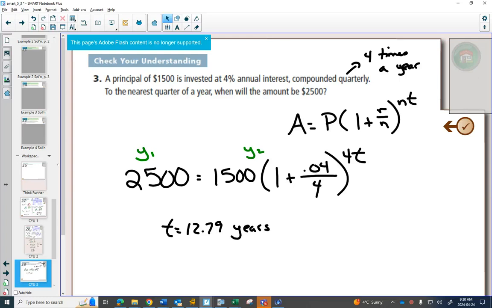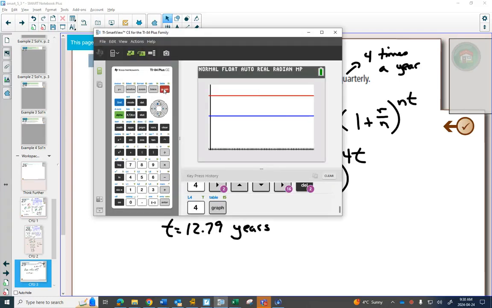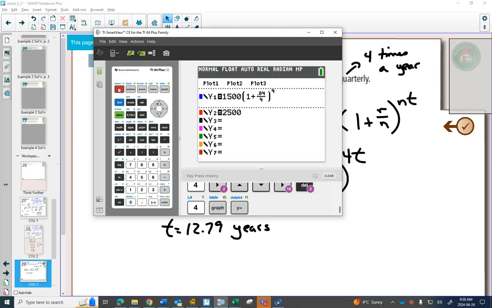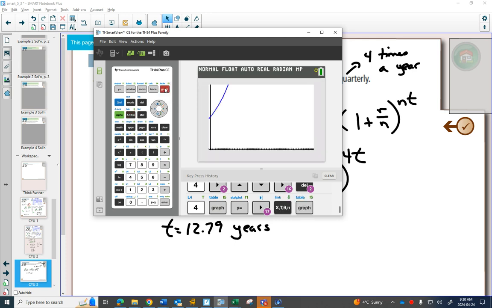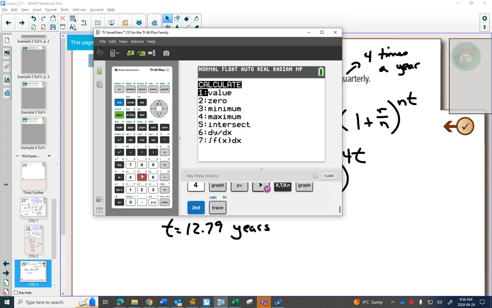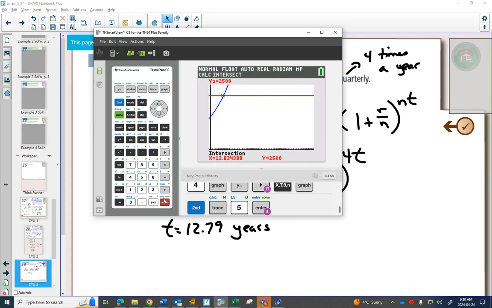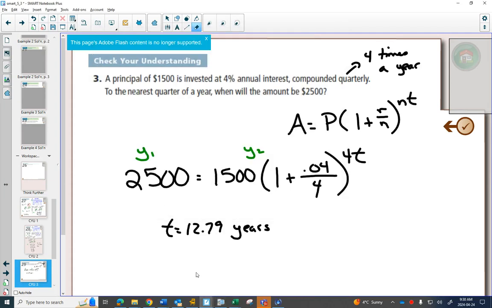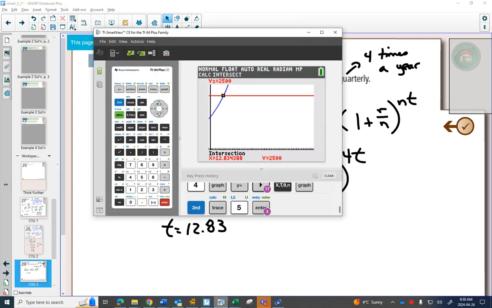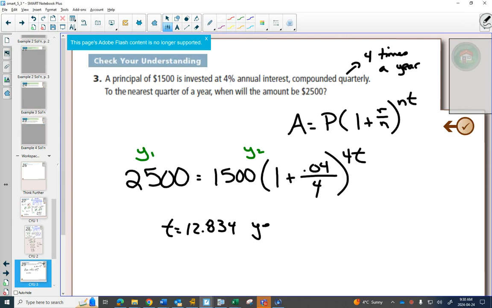So now I'm going to do the same thing. I'm going to hit graph. And I'm missing my x. My x in. And they still intersect. And we can go second, calculate, where do they intersect? Push enter 3 times. 12.83. I changed my answer just a little bit. On the exam, you'll need 3 decimal places, so we should practice that right away. We get 12.834 years.